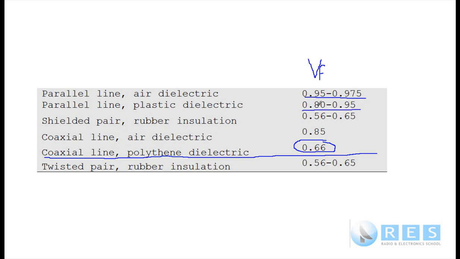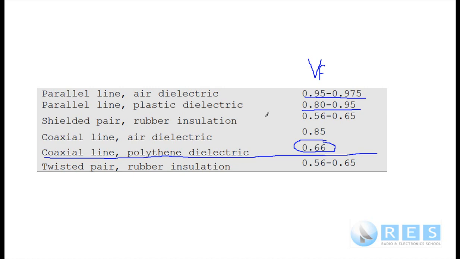The 300 ohm ribbon cable, for example, has a velocity factor of 0.8. Why that's important is because there's going to be times when you need to calculate the wavelength, or you'll need to get a piece of cable and cut it to a particular wavelength.